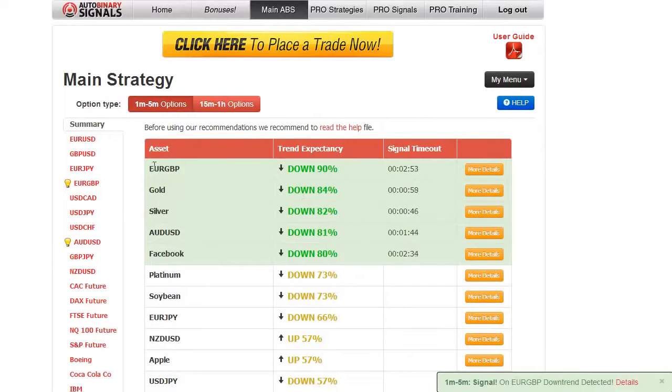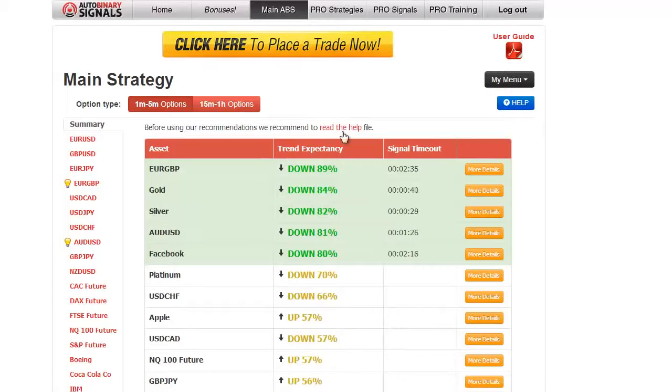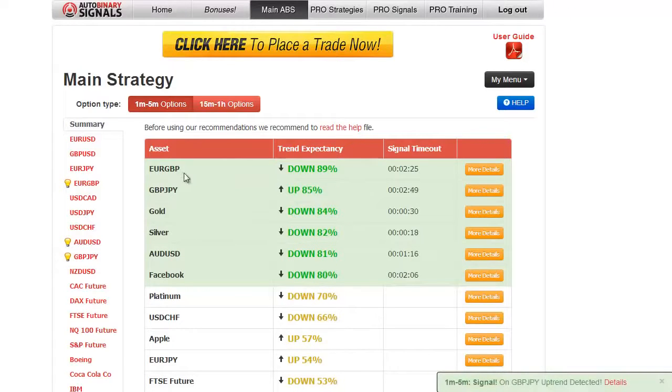So as you can see, we now have a new asset that just popped up, which is the euro pound, with a downtrend of 89%, which is a lot, and a signal timeout of 2 minutes and 40 seconds. So what I'll do is go to the broker that I have open at the moment. I usually have 2-3 brokers open, so if one asset doesn't appear in one broker, I can jump to the second broker. So we have euro pound downtrend, and this is in 1-5 minutes.